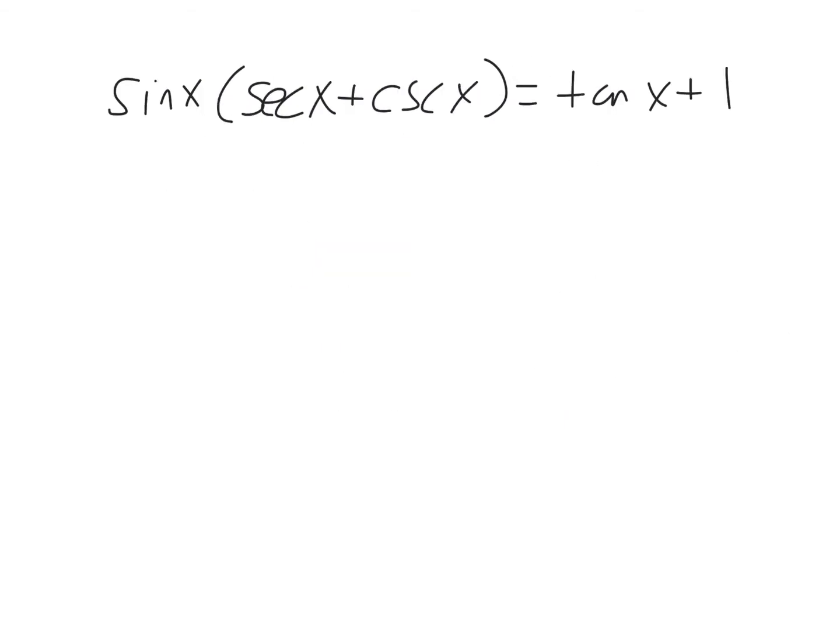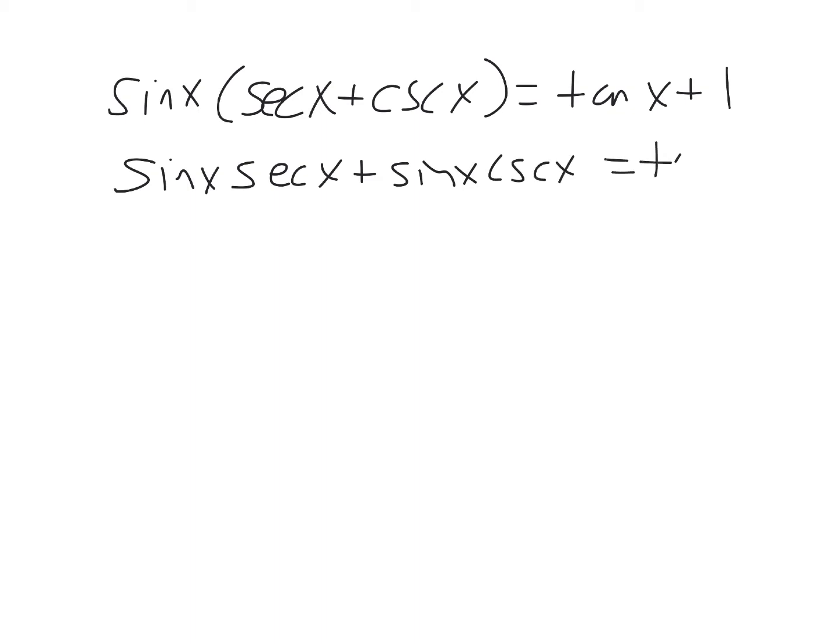All right, example 2. So, this is an interesting one. What I'm going to start with, I think I want to distribute the sine x. Now, some of you might pick up on one thing real quick, and that is we have sine x times cosecant x, and we know they're reciprocals of each other. When we multiply reciprocals of each other, we get 1.